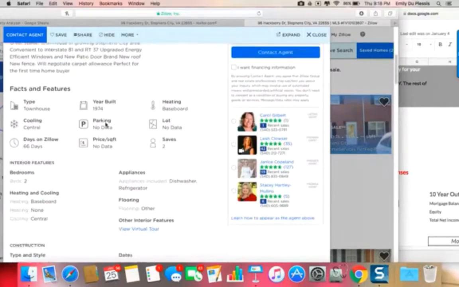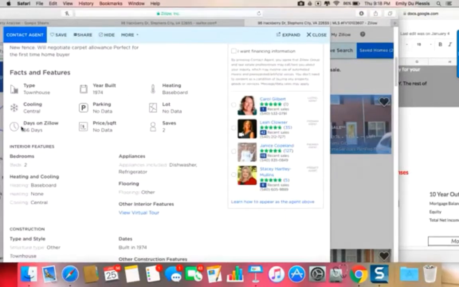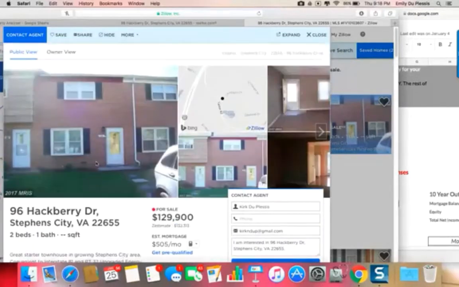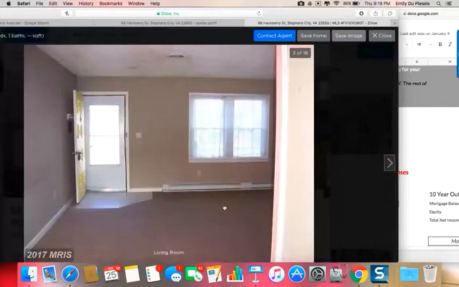And then as I scroll down, I can kind of see just other general information. It's been on here for about 66 days. So the next thing that I'm going to do is just kind of scroll through the pictures, right? So I'm just going to go through this process like I'm doing it myself. So I'm going through, okay, the carpet doesn't look too bad, but they did say that there's room for carpet allowance, so that's good to know.